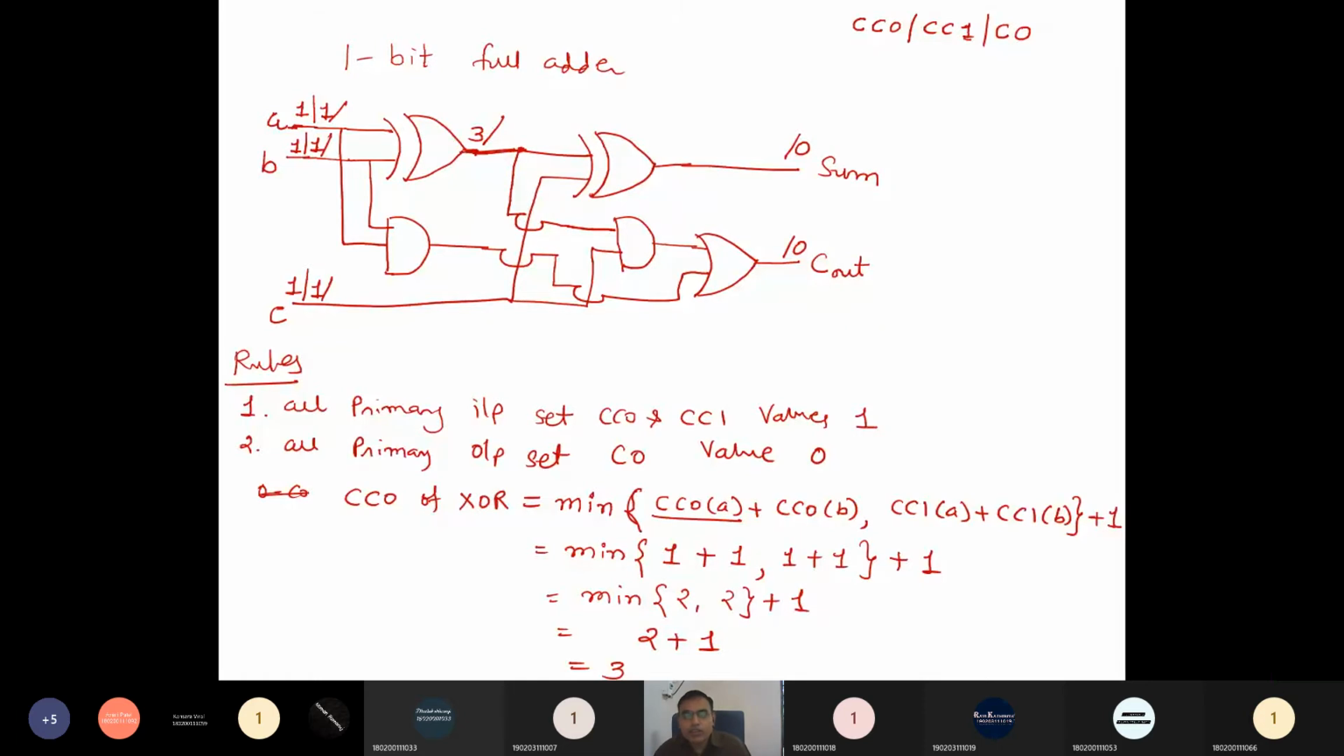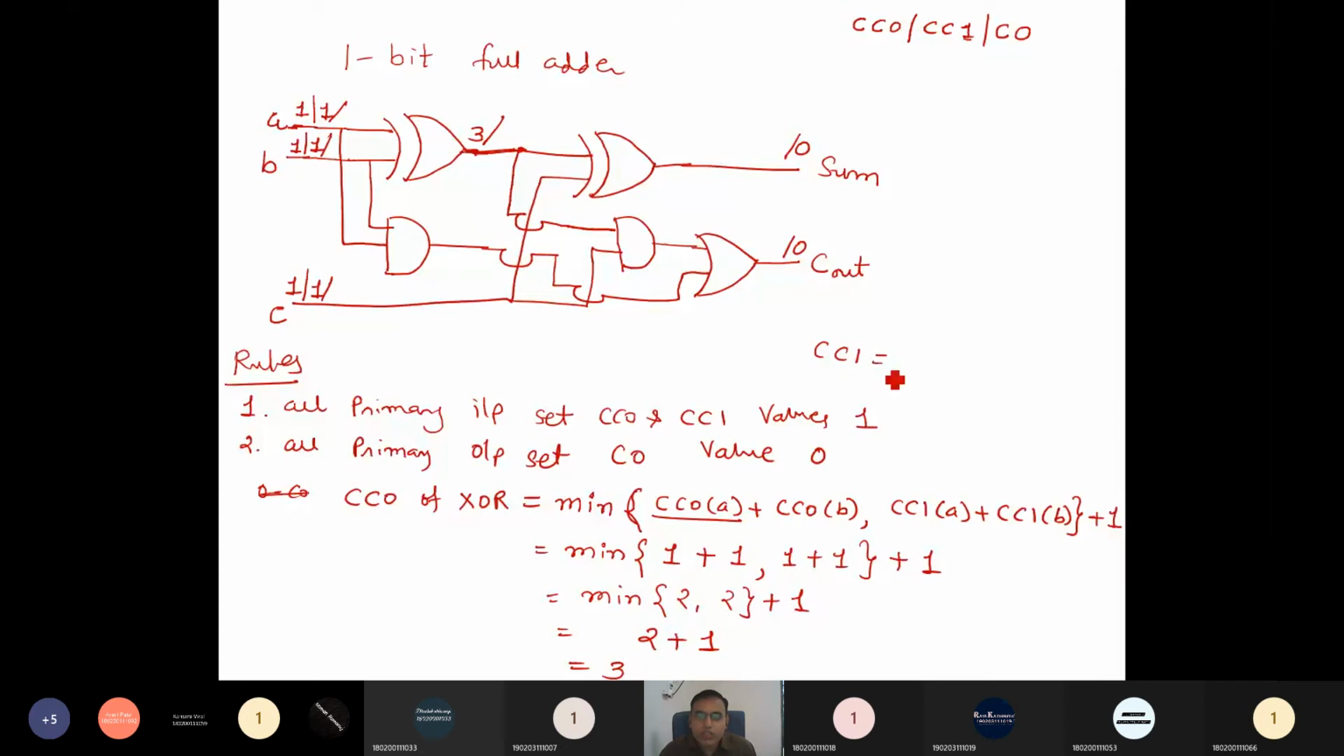Those who have questions, they have to unmute your mic and ask. You are responsible for that if you're not getting the logic. Right? Now let me calculate the CC1 value of the output of the XOR gate.